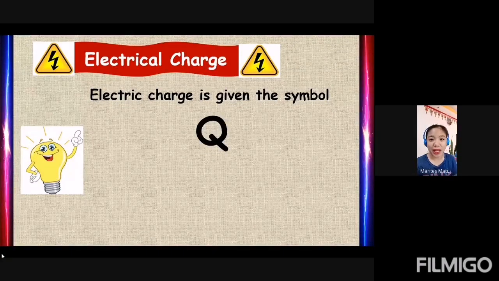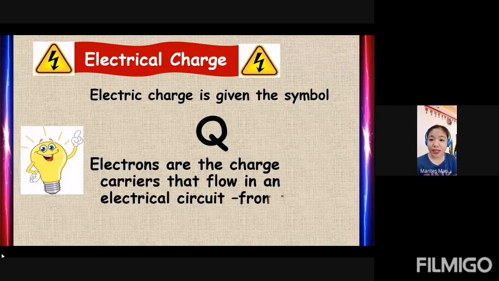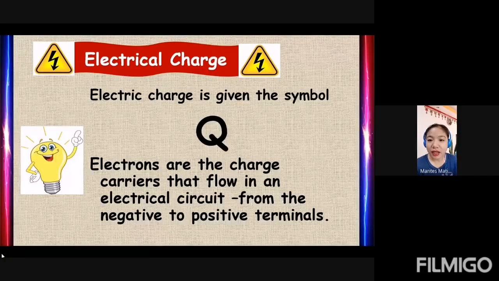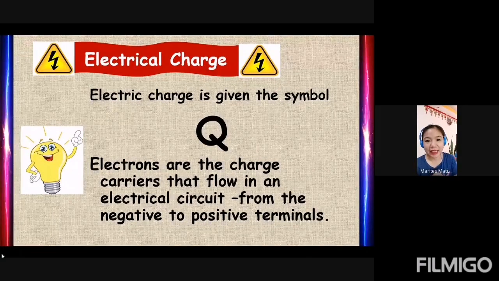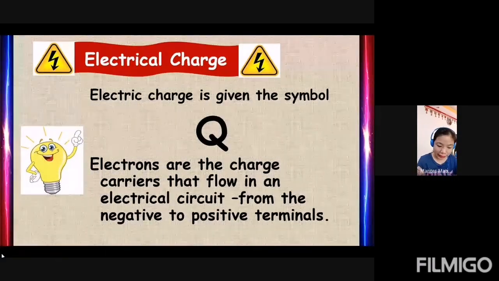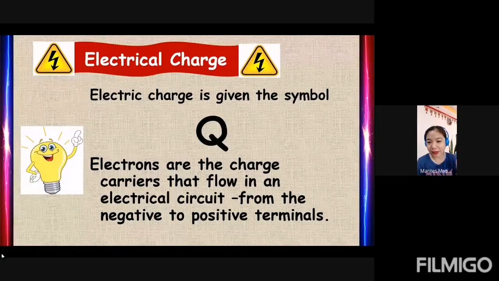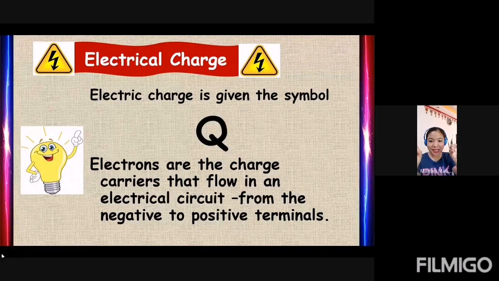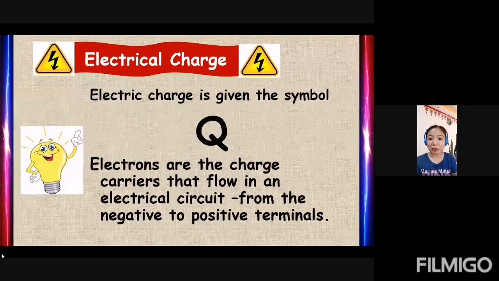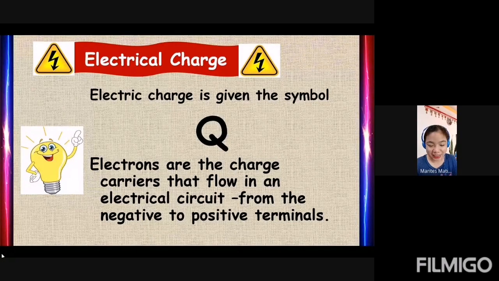So, that's the symbol for electric charge. Electrons are the charge carriers that flow in an electrical circuit from the negative to the positive terminal. So, what is the movement of electrical charges? It will start from the negative going to the positive terminal. We can notice that in a battery, there is a marking of negative and then positive. If you put it in backwards in your remote or whatever, it will not work. Right?